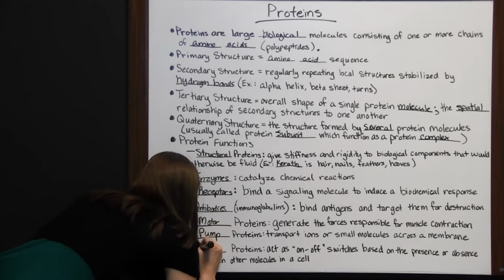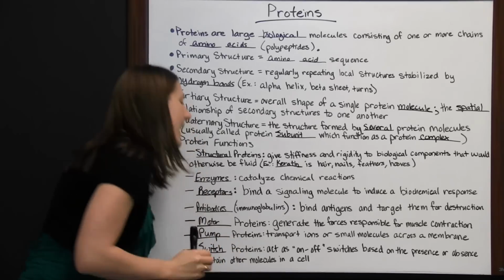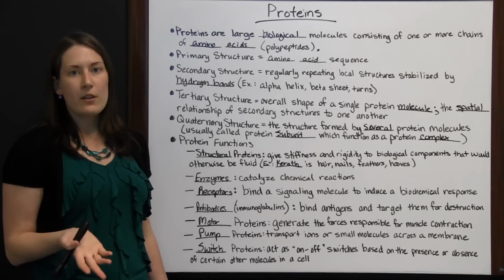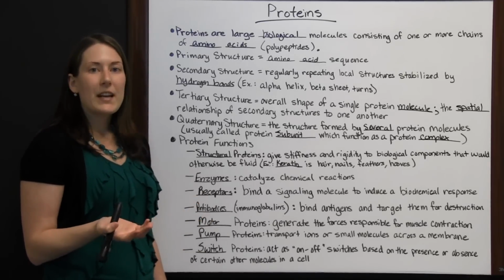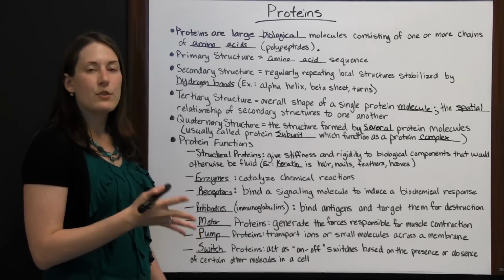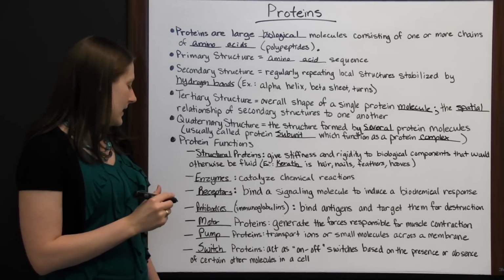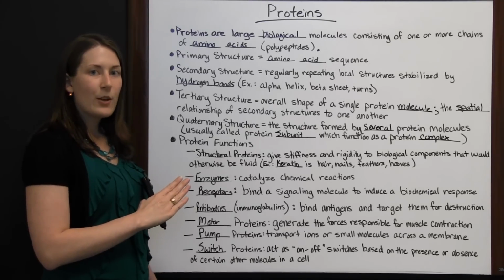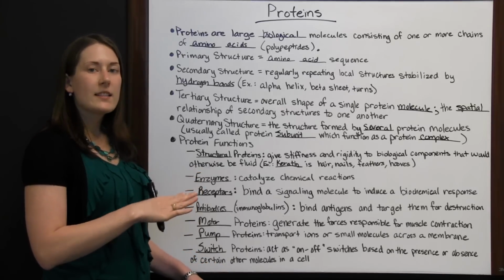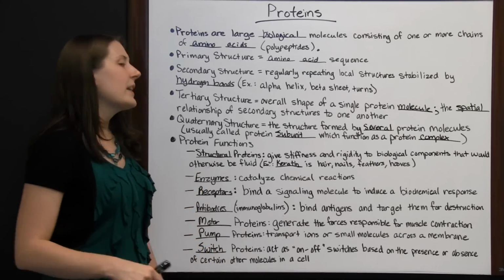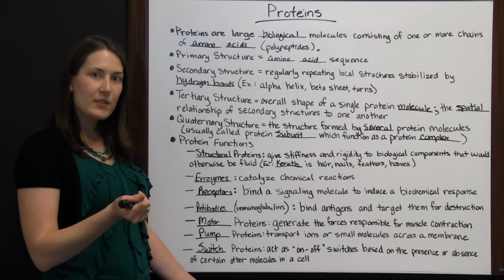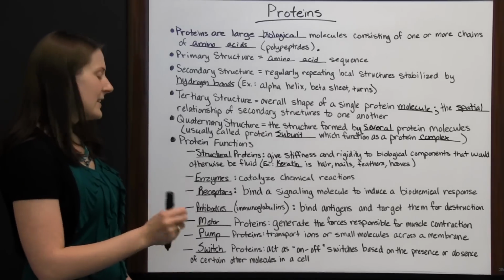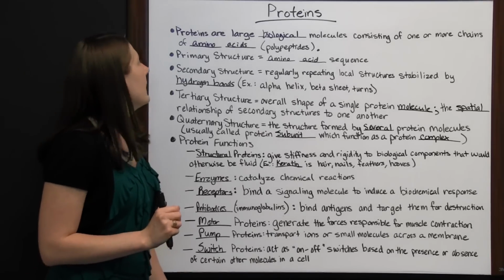Lastly, we've got switch proteins, and these act as an on-off switch based on the presence or absence of certain other molecules in the cell. So if a cell was waiting for a certain molecule to be present to do something, then the switch protein is going to act as an off switch and keep the cell from performing that function until the certain molecule it's waiting on is present. Once it's present, it flips the switch and says, basically, it's on. It can perform this function now. So it acts as like an on-off switch for the cell.